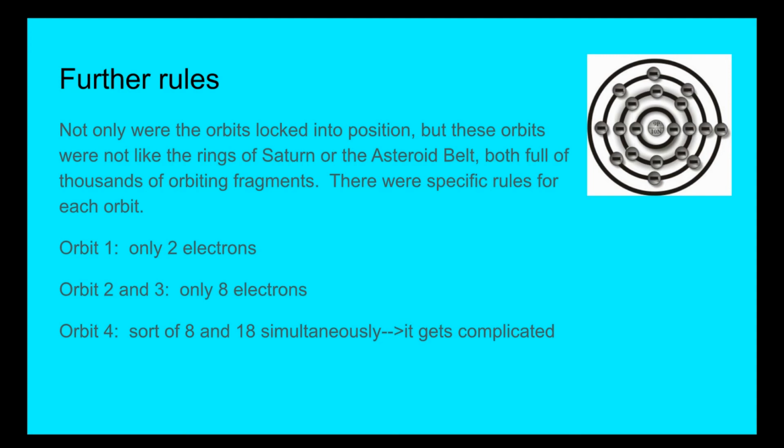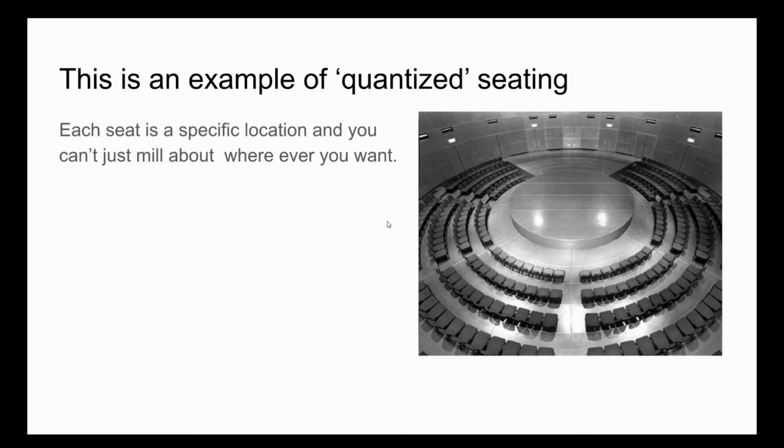It's kind of like it's got opera booths and floor seating at the same time. And we're not going to really dally into the 4th orbit much. You'll get into that in grade 10 and 11. This is an example of quantized seating. You can't sit anywhere you want.